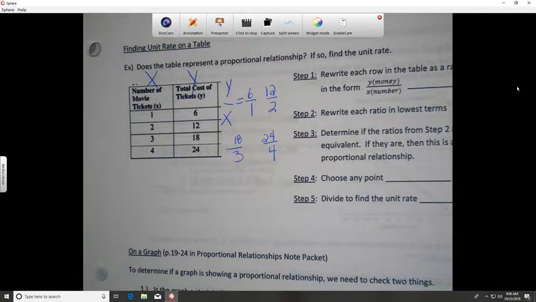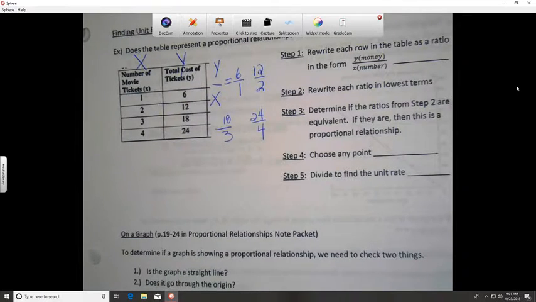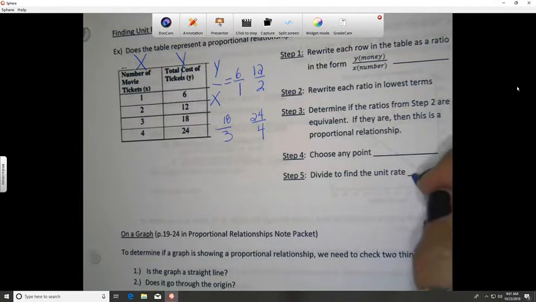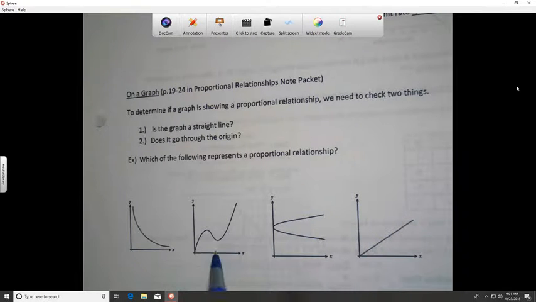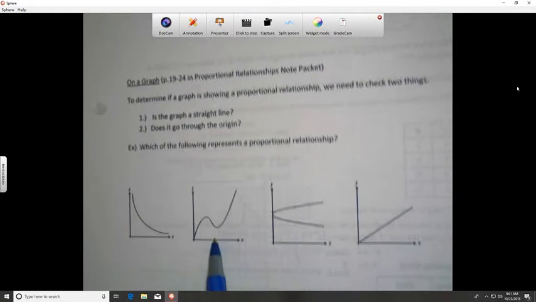Okay, I did all the ratios and I divided and I got 6 each time. And we divided to find the unit rate. Okay, on the bottom, this you guys are so good at. We're going to find if the graph is proportional or not.